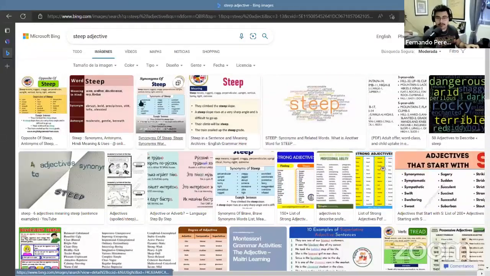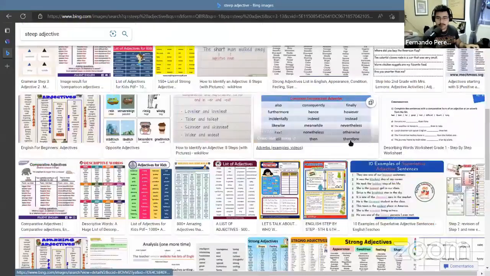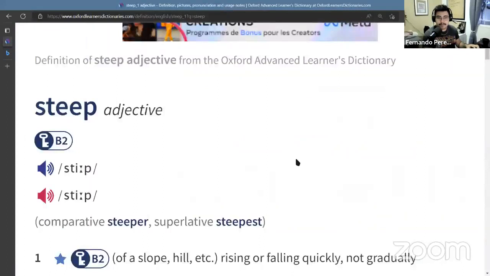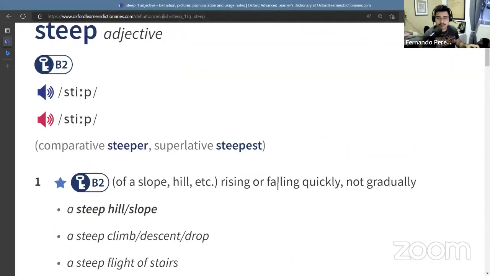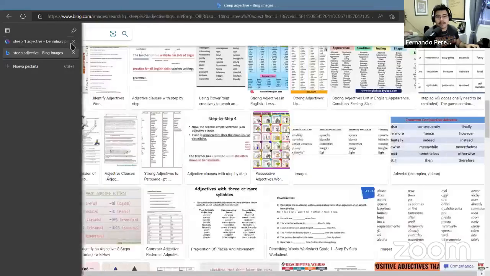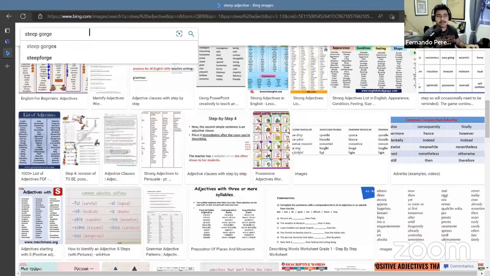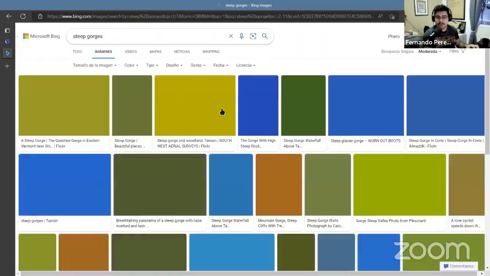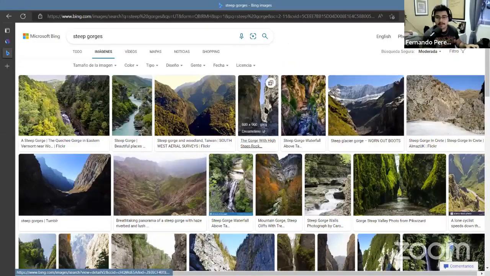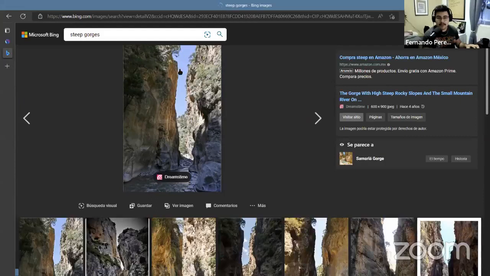Let me show you a picture. Steep means rising or falling quickly, not gradually. Steep hill, steep gorges. Watch this.